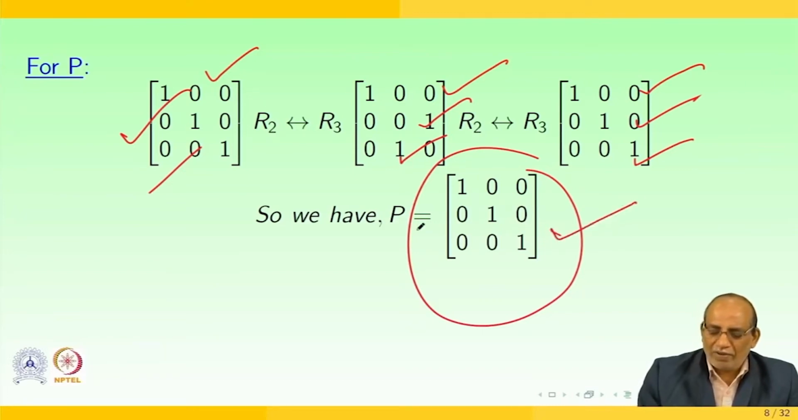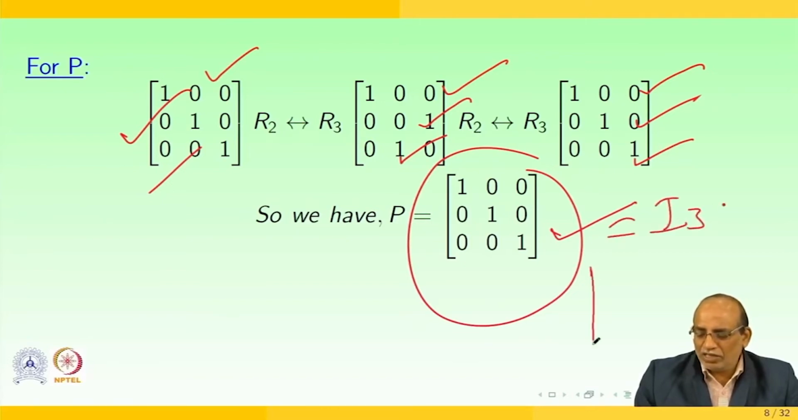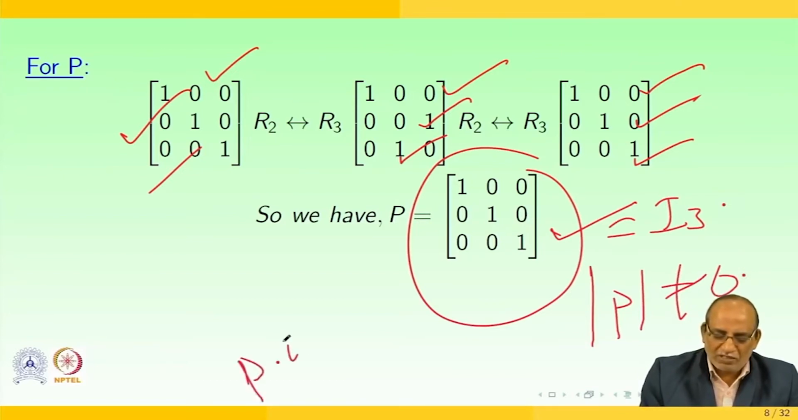So we have a P matrix. If you do this, this is actually the I3 matrix. So the determinant of P is not zero. So therefore P is a non-singular matrix.